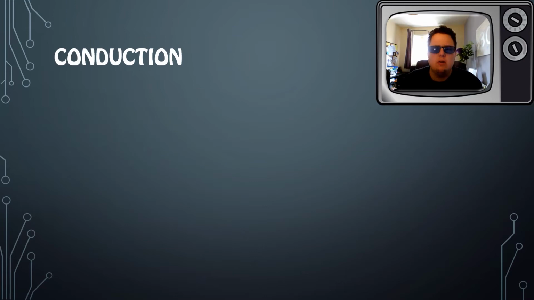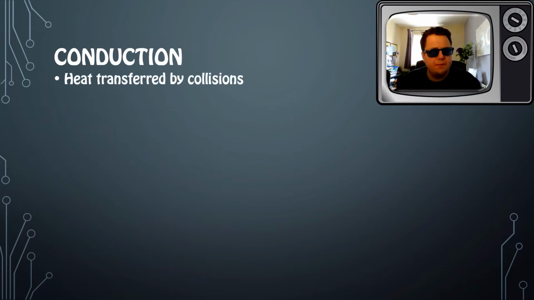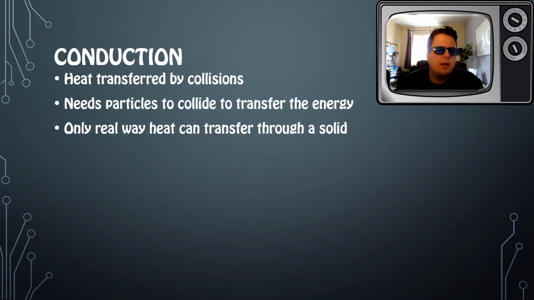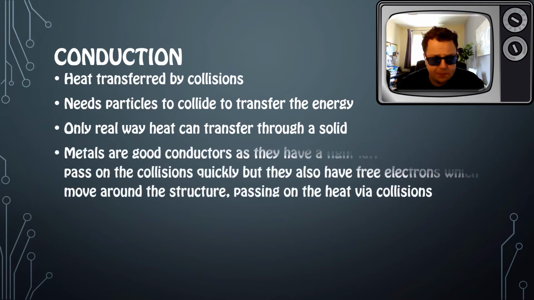Okay, so conduction then. Conduction is our first mode of heat transfer we're going to discuss, and it is heat transfer by collision. This is where the particles in the material have to physically collide to pass on the heat energy. This is really the only way heat can transfer through a solid object, because those particles can't move very much, all they can do is collide.